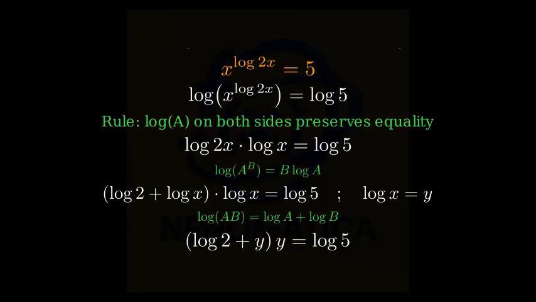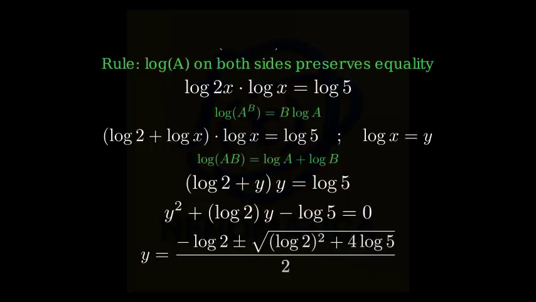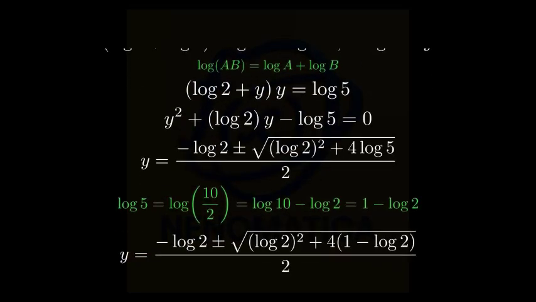Step 6. Apply the quadratic formula to y and simplify log 5 using the difference of logs. Say, log 5 equals log 10 minus log 2, which is 1 minus log 2. Step 7. Substitute 1 minus log 2 for log 5. Step 8. Expand the term under the radical and recognize a perfect square. Step 9. Take the square root of the perfect square.